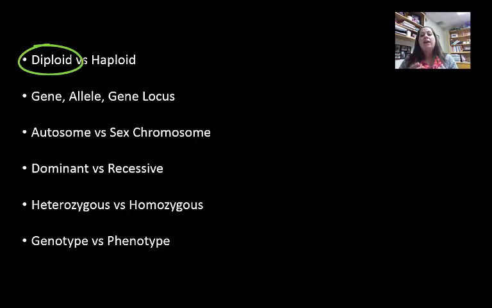On the other hand, haploid means they have half the chromosomes. Okay, this is represented by the letter N. Haploid for us would be like 23. You have 23 chromosomes in your egg and your sperm. The reason we have those haploid cells is through the process of meiosis. Now, this brings us to some terms like gene, allele, and gene locus.